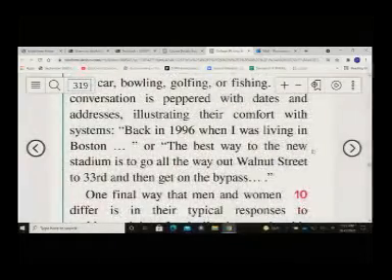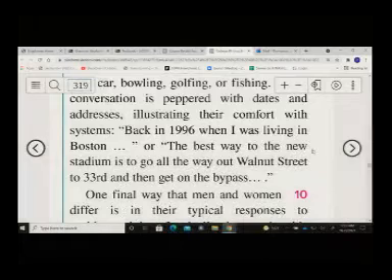Men's conversation is peppered with dates and addresses illustrating their comfort with systems. "Back in 1996, when I was living in Boston," or "The best way to get to the new stadium is to go all the way out Walnut Street to 33rd and then get on the bypass."